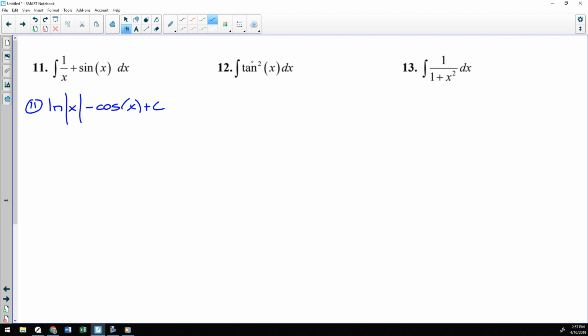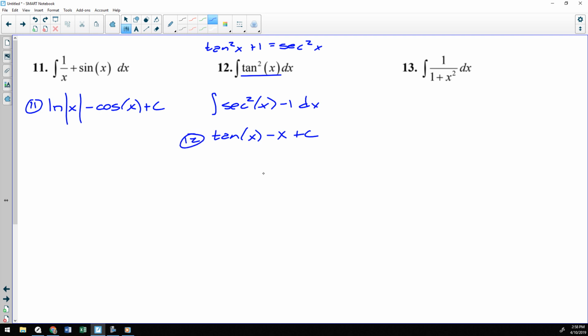Number 12, we actually need to use an identity because you should know that tangent squared x plus 1 does equal secant squared x. And if I move that 1 over, I can replace tangent squared with secant squared of x minus 1. And the advantage to that is it then becomes recognition. Secant squared, you should just know that that's the derivative of tangent. And 1 is the derivative of x plus c, and there's your answer for 12.